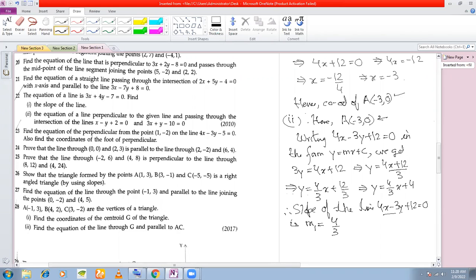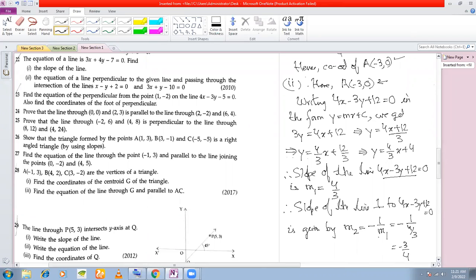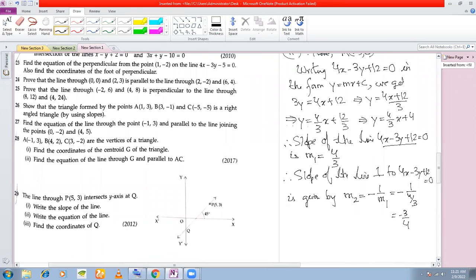Now you need to find out the equation of a line which passes through this point A and which is perpendicular to this line. So what should be the slope of the line perpendicular to this line? The slope perpendicular to 4x minus 3y plus 12 equal to 0, call this m2, is equal to the negative reciprocal of the slope of the given line, because the two lines are perpendicular. So minus 1 by 4 by 3, which is minus 3 by 4, right?